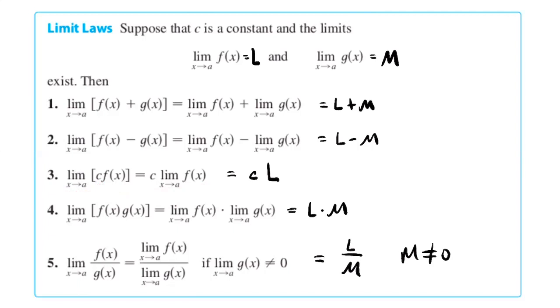If the denominator approaches 0, then you can't use that 5th limit law. You have to investigate it maybe with a table or a graph like we looked at last time. All right, let's do a couple of quick examples. You might need to pause and scroll back to this.